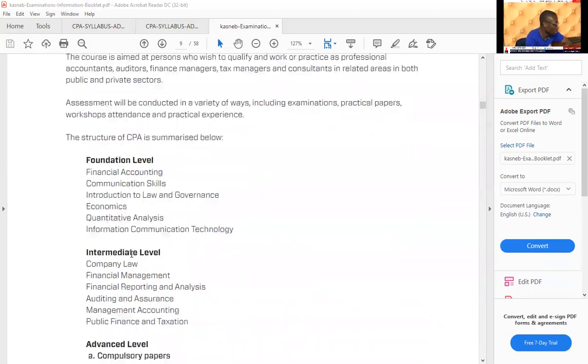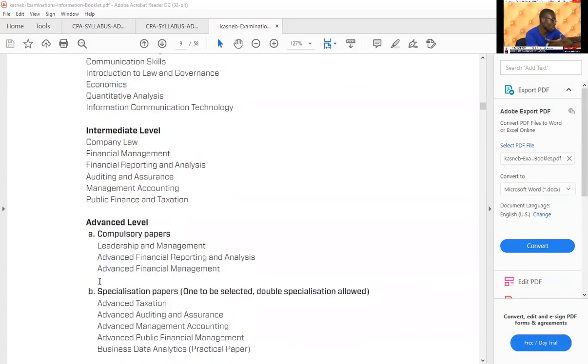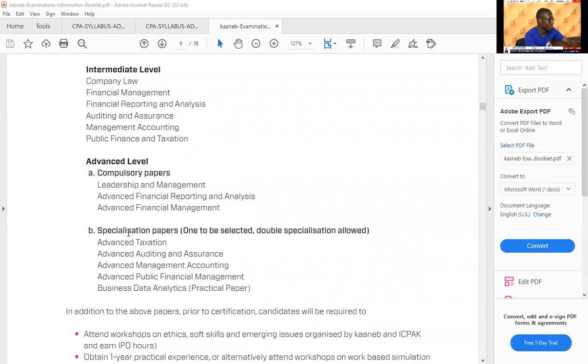Then we also have the intermediate level. At the intermediate level, you'll find company law, financial management, financial reporting and analysis. Talk about auditing and assurance, management accounting, public finance, and taxation. Now, under the advanced level, as I've said, Mwalimu is going to elaborate this one clearly. So stay tuned till the end of this video, and you'll be able to understand everything, how these changes will affect you as a student.